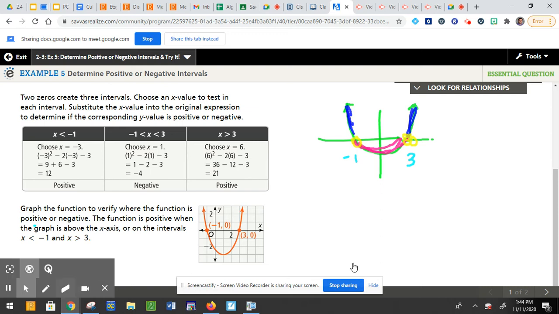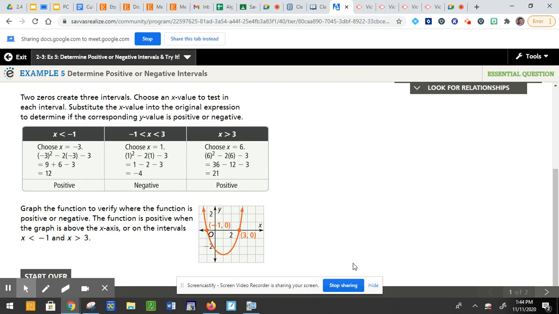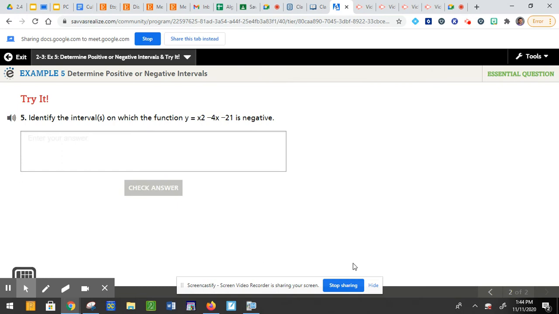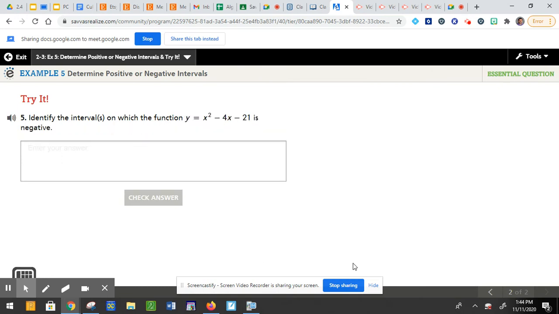So let's take a look at another example. So at this point, I would pause it, try it, and then check back for your answer. The answer is going to be the interval or intervals where the function is negative.